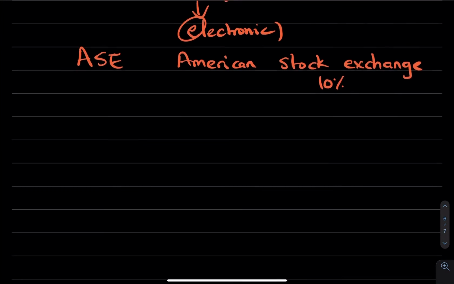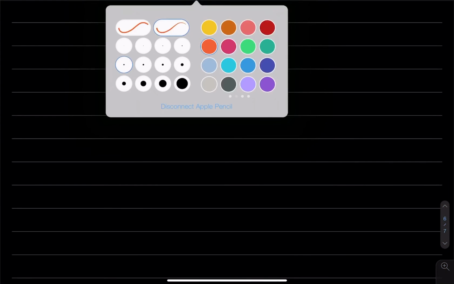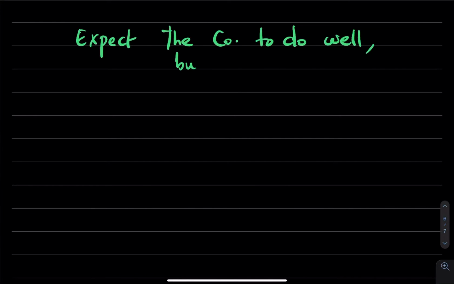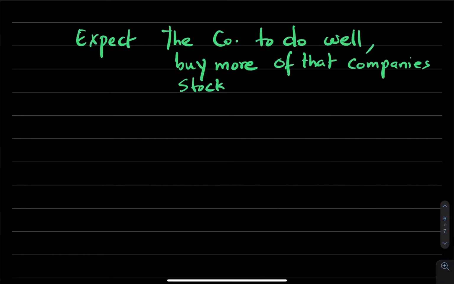So again, just to recap here, if you expect the company to do well, typically people would buy more of that company's stock. So demand for that company's stock would go up, and that would drive up the stock price of that company, and vice versa.